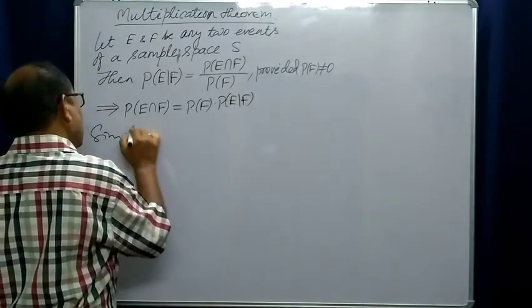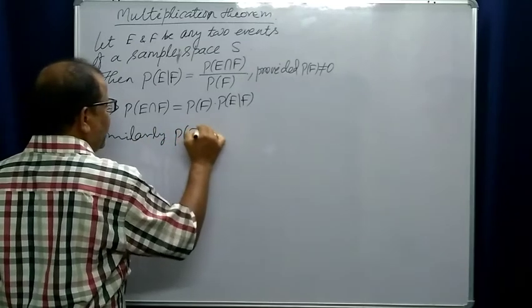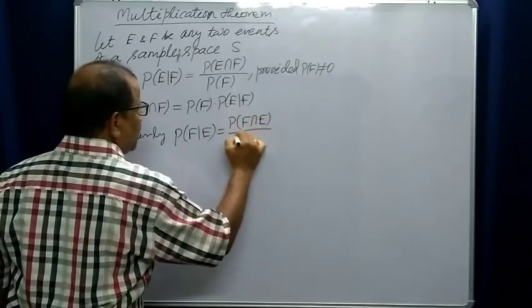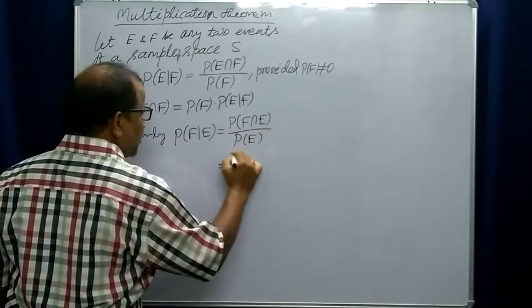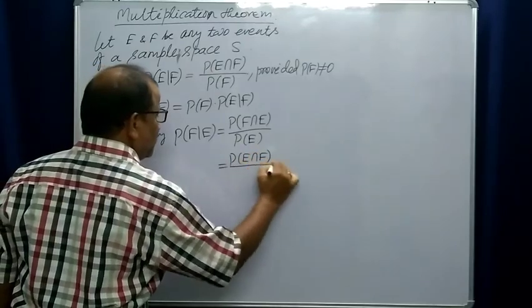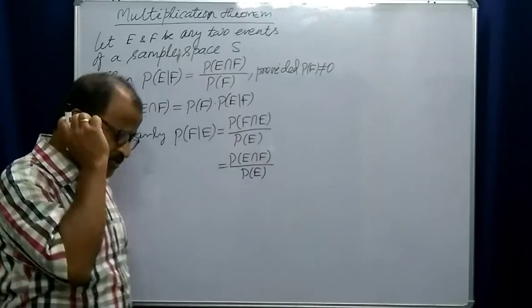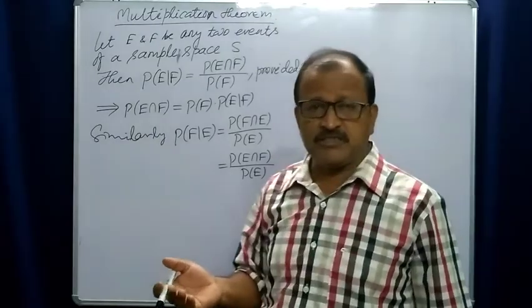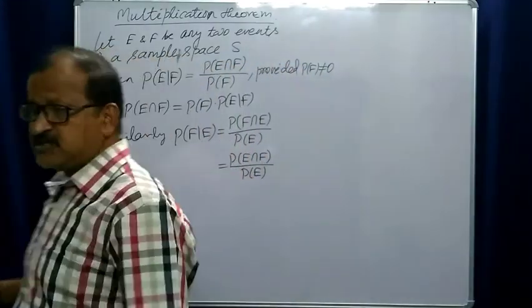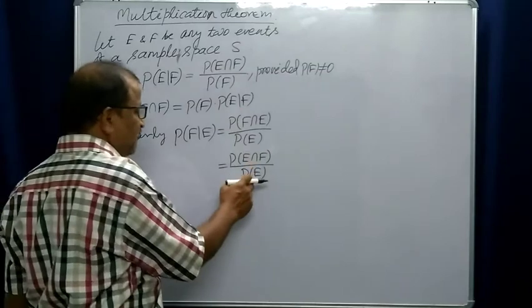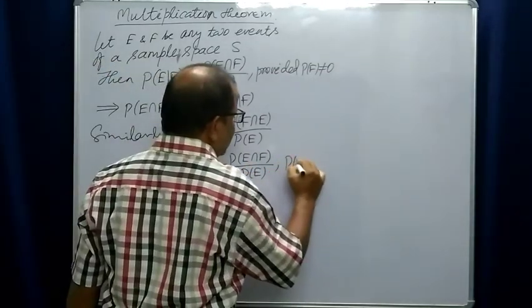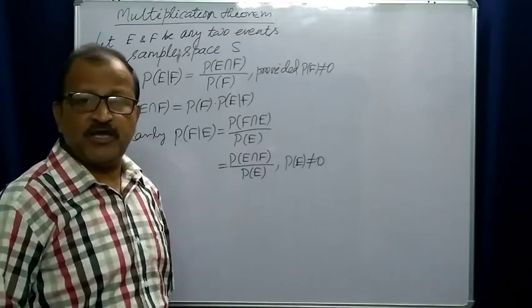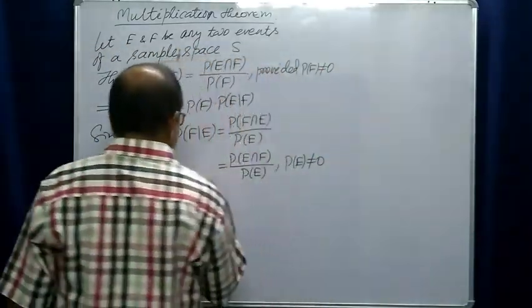Similarly, probability of F given E is probability of F intersection E by probability of E. That means it is probability of E intersection F by probability of E, because intersection of two sets is commutative: A intersection B is equal to B intersection A. So probability of F given E is equal to probability of E intersection F by probability of E, provided probability of E is not equal to 0, because if it is 0, this ratio is meaningless.